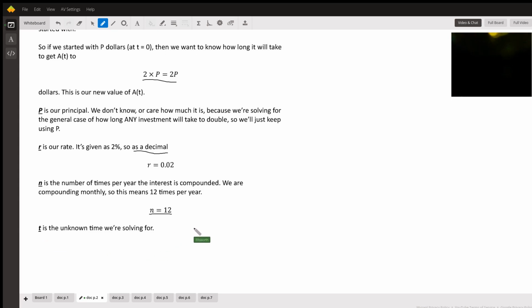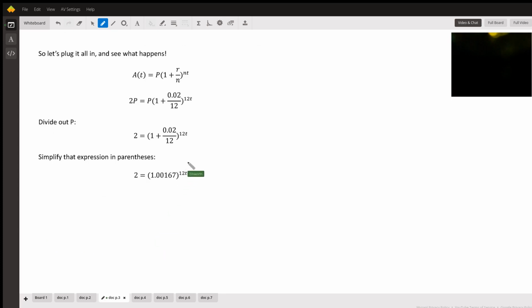So take all of that and put it into our formula. Here's our formula. Put it all in. Divide out the P's. We're left with this. Simplify the thing in the exponent. Divide this out. Add 1. You get that.